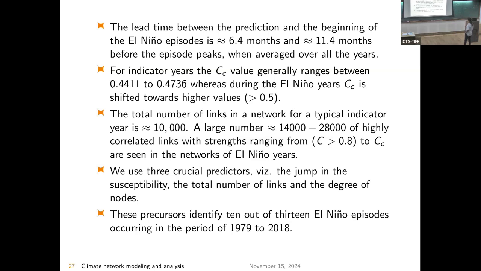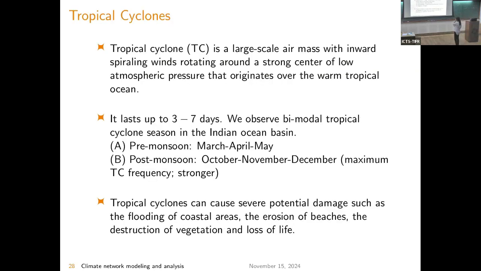For the CC, the total number of links for indicator years is around 10,000. If it is crossing that, if the total number of links is quite high, then we can say the El Nino episode is taking place or is going to take place. We use these crucial predictors: the jump of susceptibility, the total number of links, and the degree of nodes. These three precursors together identify 10 out of 13 El Nino episodes, with one false alarm, in the period of 39 years. So that was what we did for the El Nino years.